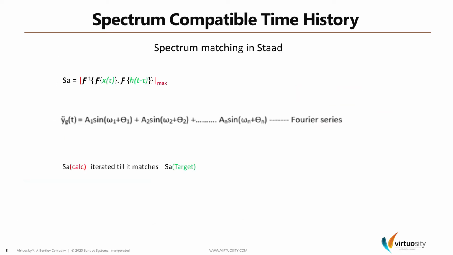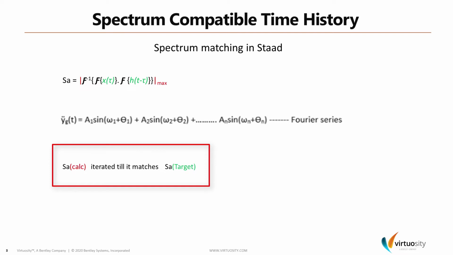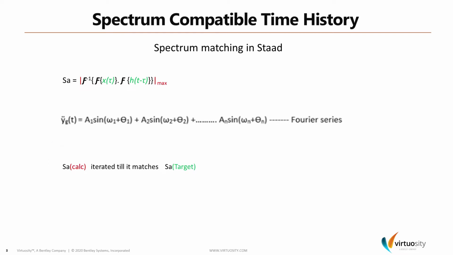So now this calculated spectral acceleration value is compared with the target spectral acceleration value and then iterated till we get them comparable. So I hope you got a good insight on how this entire synthetic time history graph is generated from a target response spectrum graph.